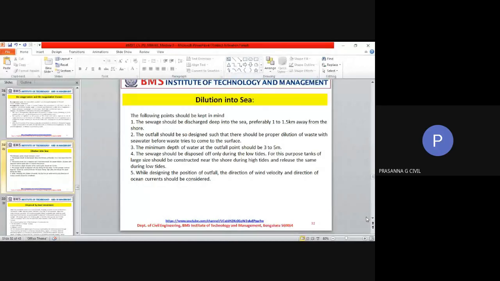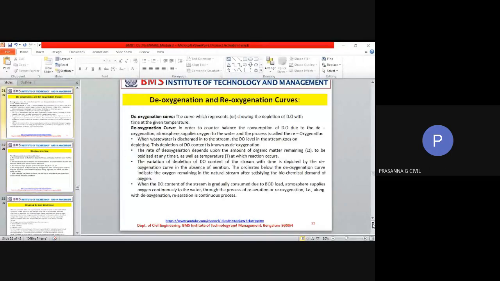Okay. Then the outfall should be designed in such a way that there is proper dilution of waste with seawater before the waste tries to come to the surface. Agreed. Oh, you are reading out my slide. I don't want this. I asked a general question. Other than that, it should not be a drinking source, ma'am. It should be put deep enough in the sea, ma'am. So that's about the sea you're talking about.